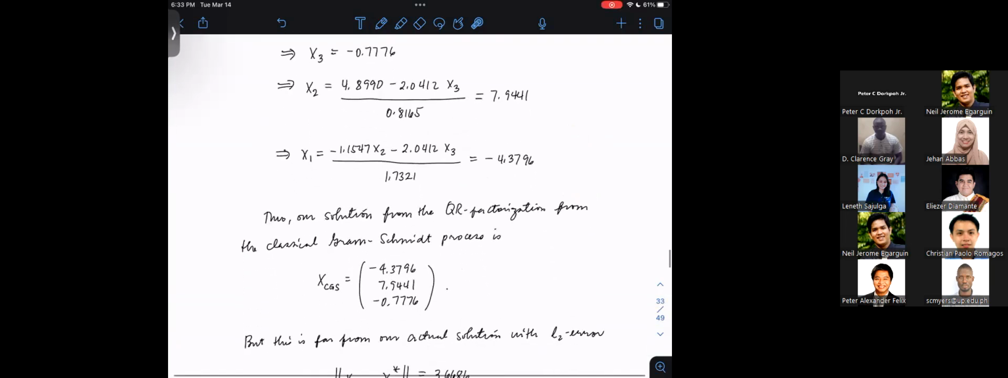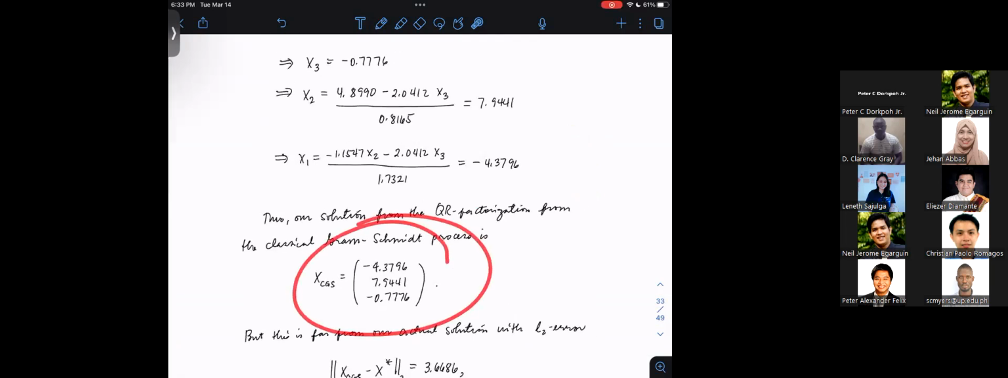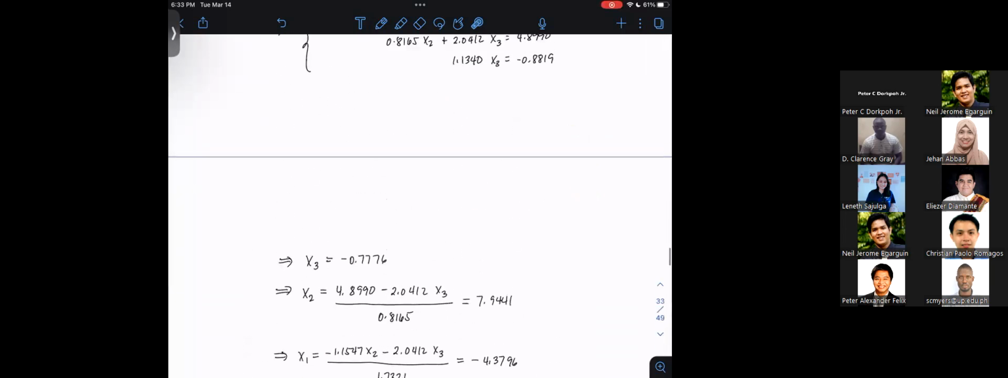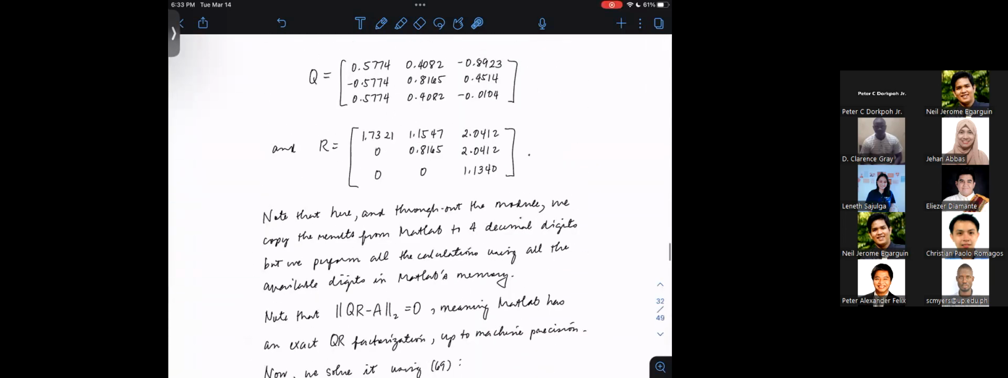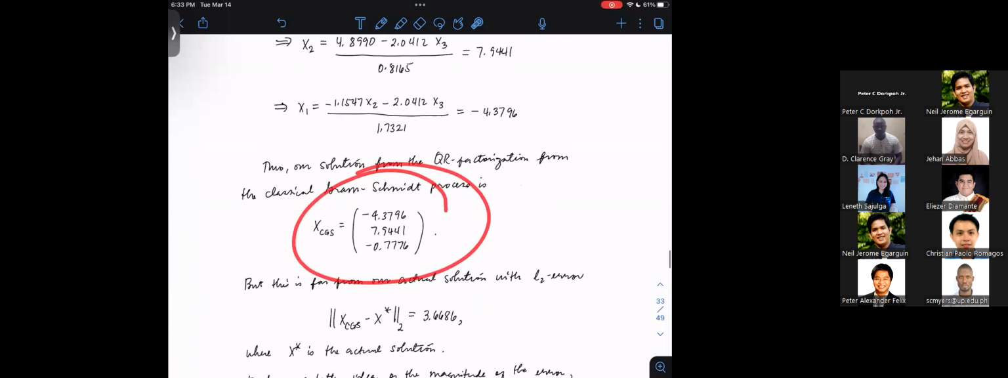And look at the solution that I got. The solution from the classical Gram-Schmidt QR factorization is this guy. But remember what the exact solution is? The exact solution is -6, 11, -2. Look at the answer we got from the classical method. It's nowhere near -6, 11, -2, or whatever the right answer was, right?